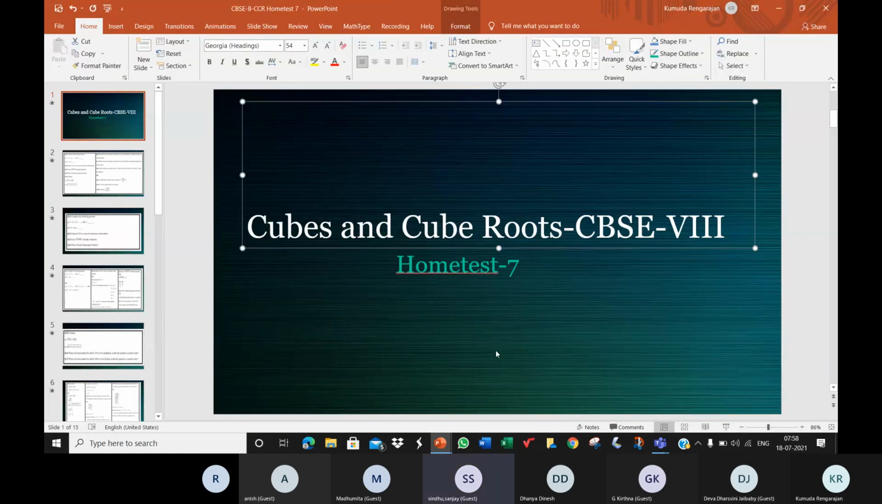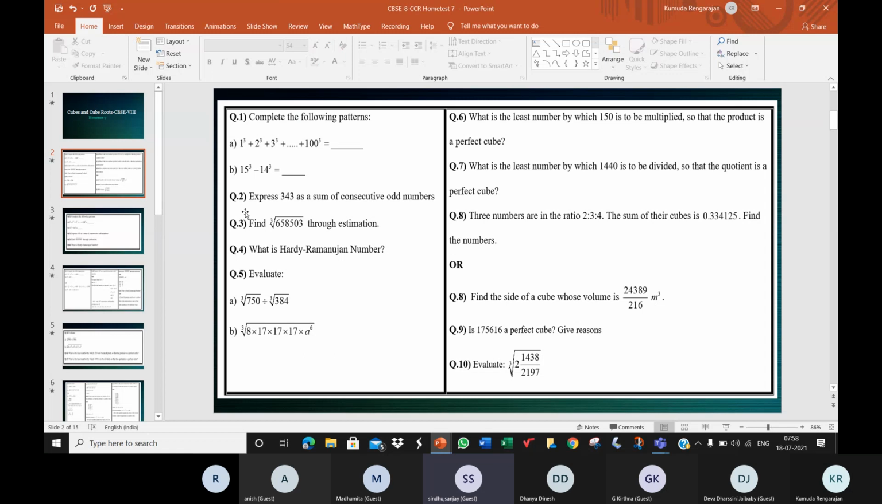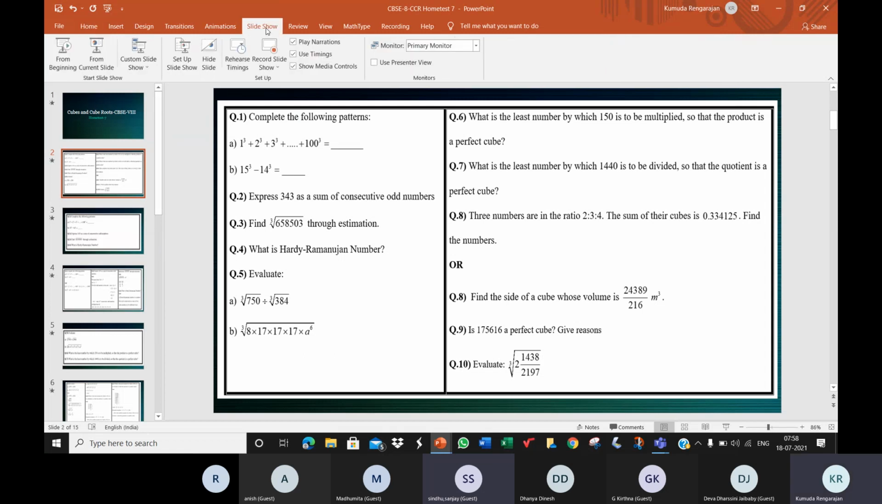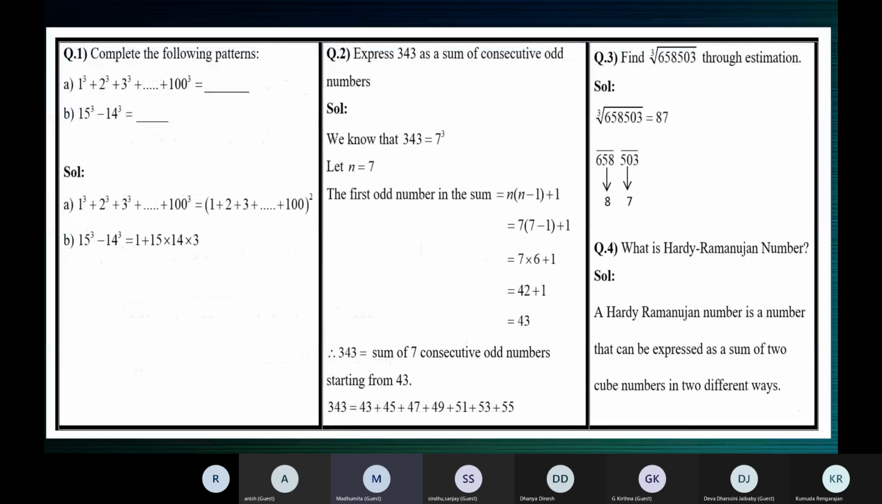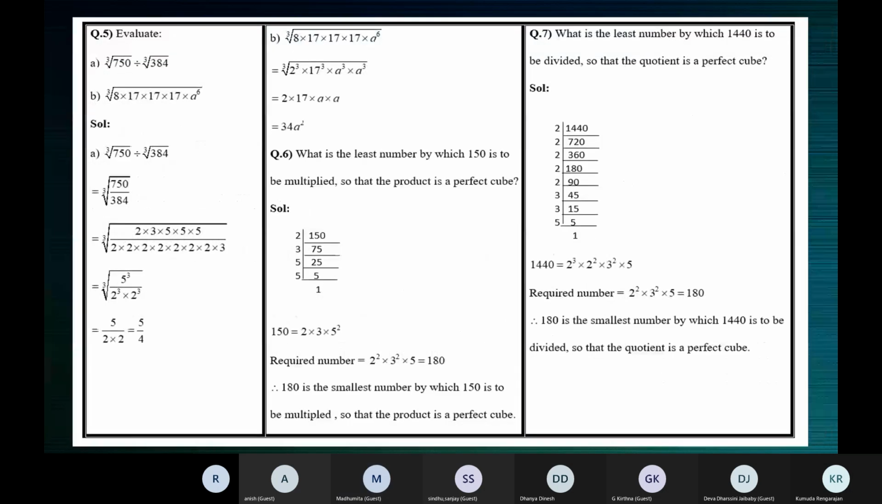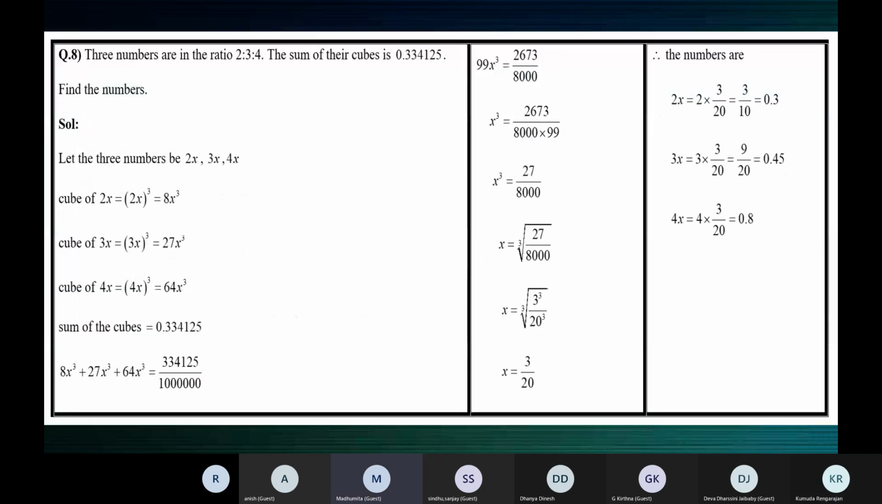Ma'am, I also have a doubt in yesterday's assignment, ma'am. Yeah, sure, we'll discuss it. Yeah, this one, Madhumita? Yes, ma'am. Yes, tell me. I think you were talking about this one. You wanted to know how this one becomes 27 by 8,000, right?